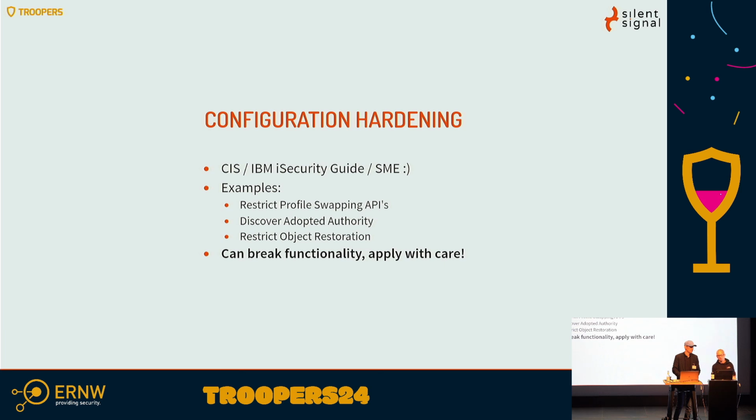For robust mitigation, we believe in configuration hardening. If you listen carefully, you could probably spot opportunities, like limiting the profile swapping API seems like a good idea, right?